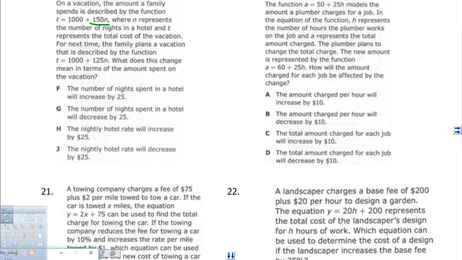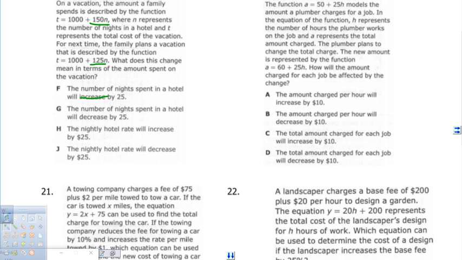And then let's see, we've got 125 now that we're spending per night. So that means that we're spending $25 less per night. So let's see which one of these answer choices actually reflects this. The number of nights spent in a hotel will increase? No, we went down. Right? The number of nights spent in the hotel will decrease by 25.